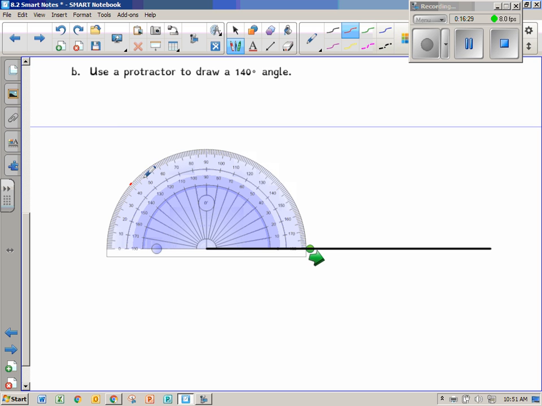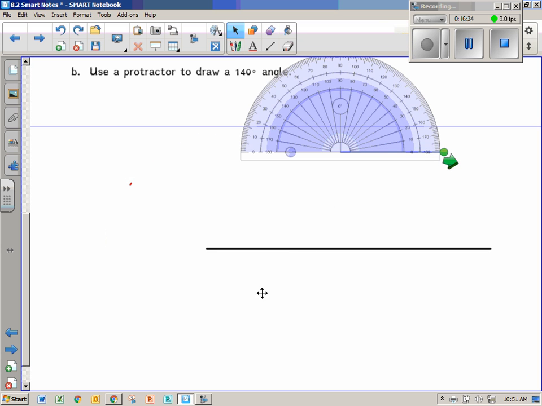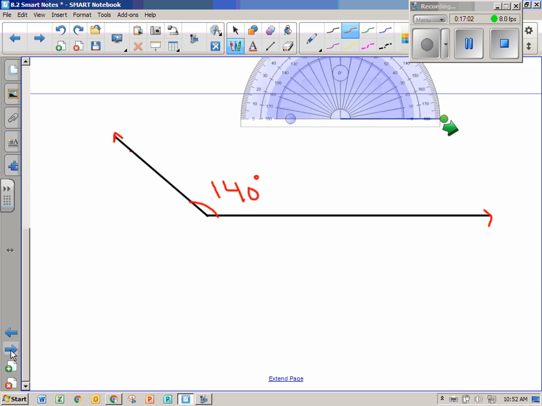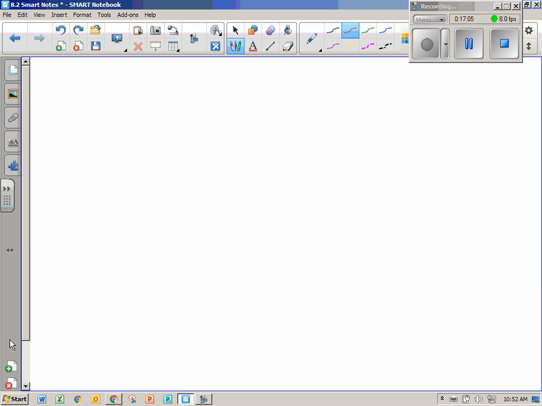So again, you can make a little mark, move your protractor out of the way, and then draw a line through your mark. And I'll put some little arrows on it. And this is a 140 degree angle. So of course, once you draw it, you can just measure it to sort of work backwards. And that is the conclusion.